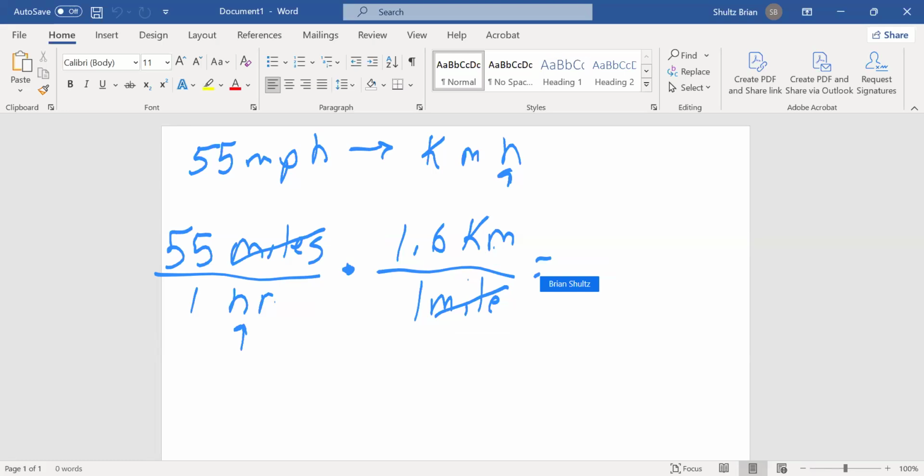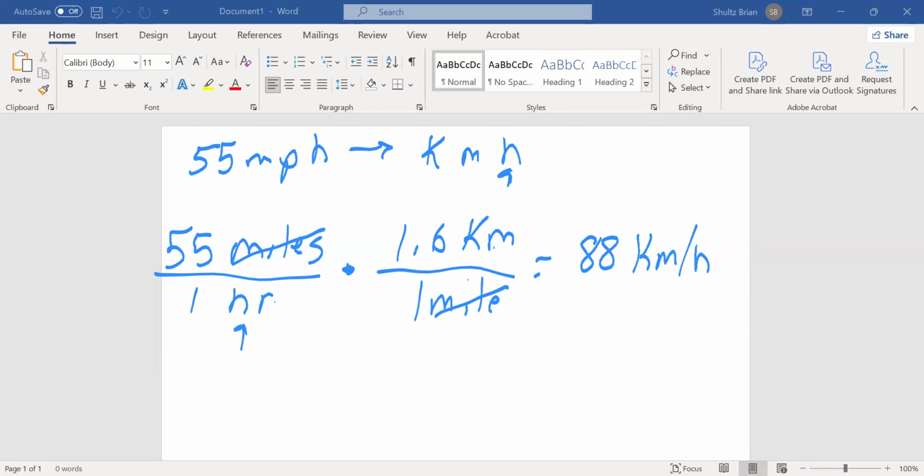So I do my math. It's 55 times 1.6 on my calculator, which is 88 kilometers per hour. Okay, well, that one was pretty simple. It was just one deal.